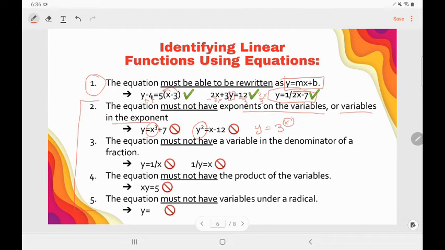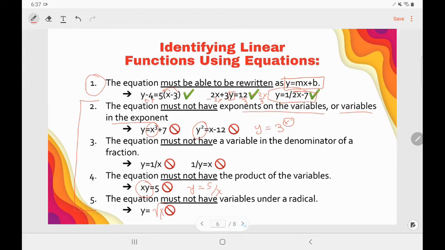The next thing is that my variable cannot be in the denominator of a fraction. So x is in the denominator here, and y is in the denominator here. On example number 4, the next thing: y and x cannot be multiplied together. If they are being multiplied together, they are automatically not linear. If I solved for y, I would end up with y equals 5 divided by x, which is x in the denominator. The last thing that cannot happen is you cannot have a radical surrounding your variable. If you do, it's automatically nonlinear.